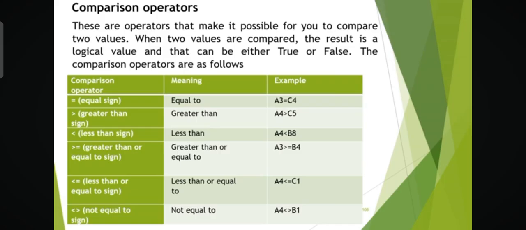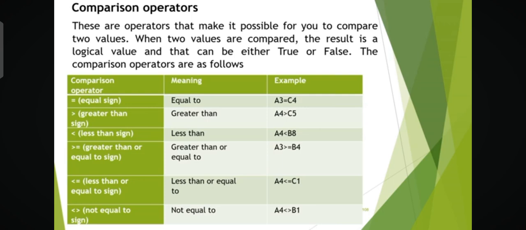Now, when two values are compared, the result is always a logical value, and the logical value we are talking about is either true or false. The comparison operators that we actually see most of the time are the ones on the screen. We have the equal to sign that is used to show equality between two values.